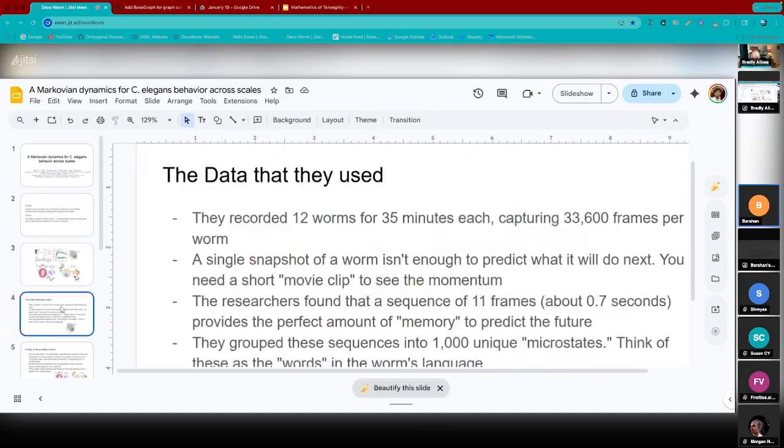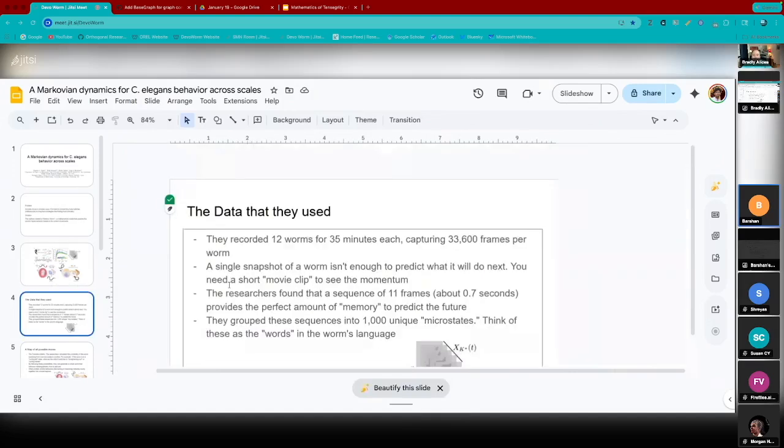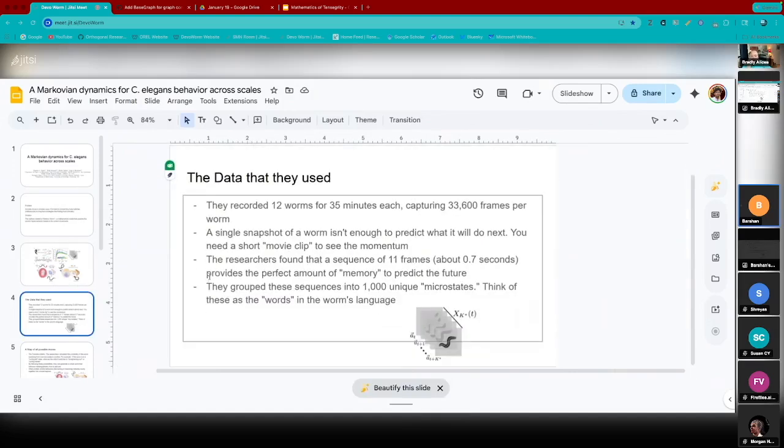So this is one part of it, and let's talk about the data which they used. They recorded like 12 worms for 35 minutes each, and they captured around 33,000 frames. So a snapshot of the worm is not really any use. We need to see the whole movie clip to know where it's going to be in the next second.